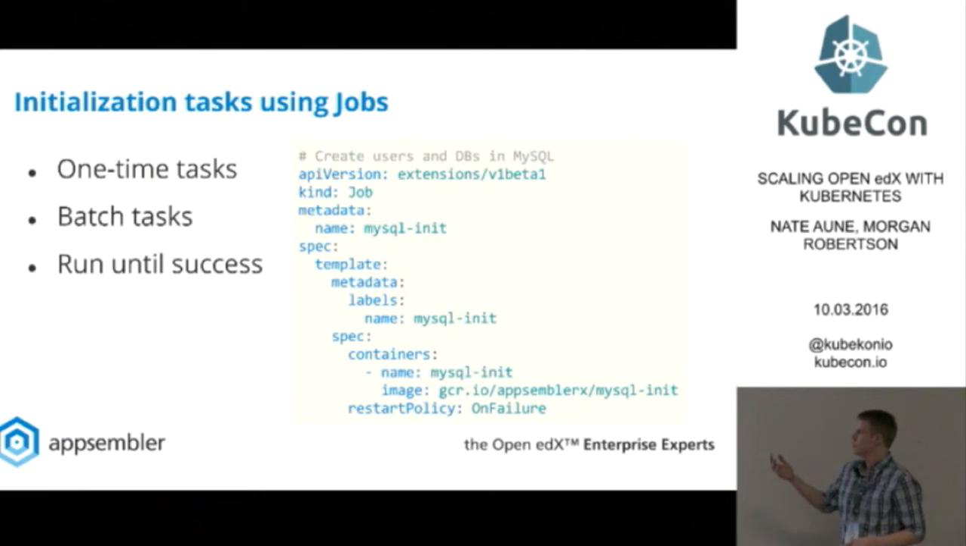Here we have an example of a job for initializing our MySQL database. You'll notice the restart policy is on failure. So we'll try to run this pod. If it fails, it'll be rerun again. Once it succeeds and our database has been initialized properly, this job will be finished and not run again.